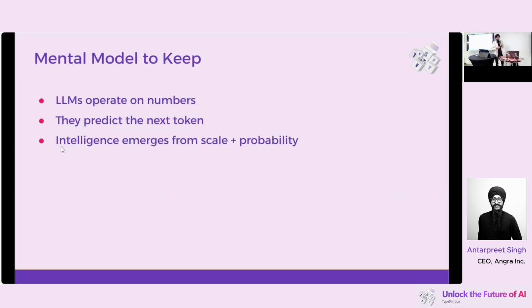And in the end, here is a mental model to keep whenever we think about LLMs and embeddings: LLMs only operate on numbers. It's all probability. There's no understanding, there's no memory. They just predict the next token. That's it. That's all they do. After this sentence, I want to predict this next token, and so on. And the intelligence that we see or perceive just emerges from the scale and the probability.